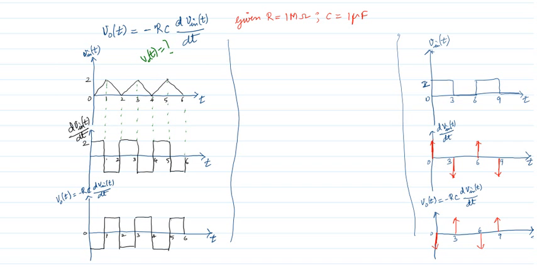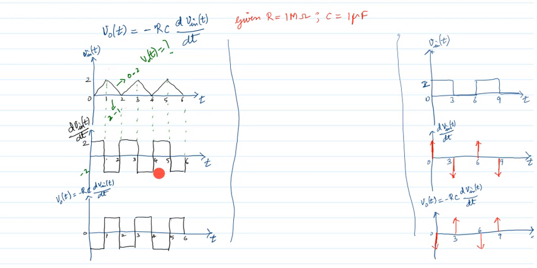The change in amplitude is 0 minus 2, the change in time is 2 minus 1, so this is minus 2. Similarly, for this part of the waveform, the change is 2 minus 0, upper limit minus lower limit, and for the time 3 minus 2, which is 1. So the slope is 2. This is what we get once we differentiate this waveform, that is dV in by dt.